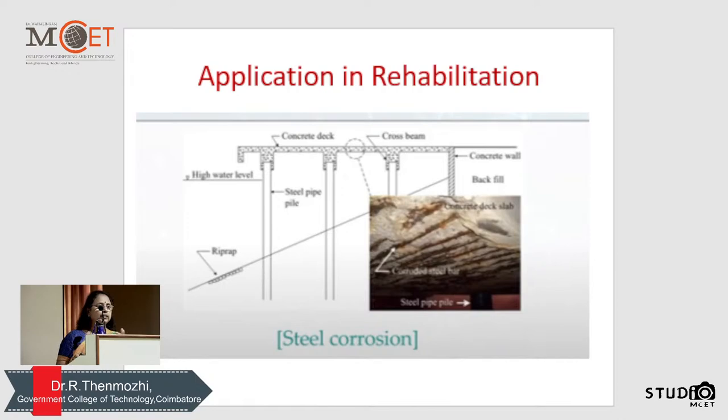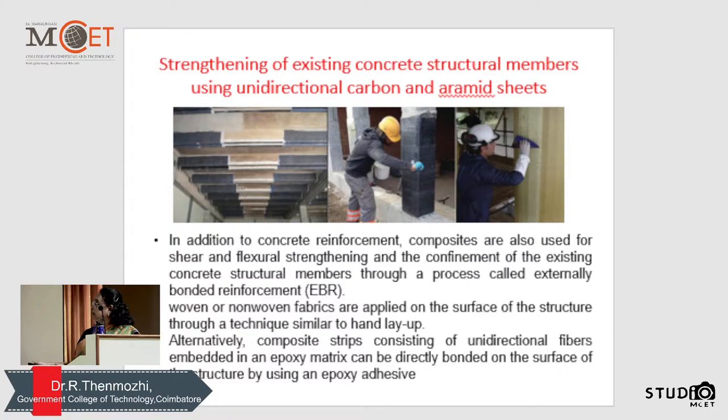And on the outer side you can stick your wrapping, CFRP wrapping sheet or AFRP wrapping sheet, so that together they will take up more load. So this is how some of the rehabilitation works are possible today. You are seeing that, right? Here the column is wrapped, and there is another example.